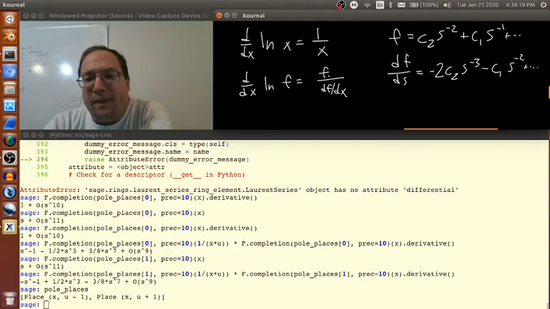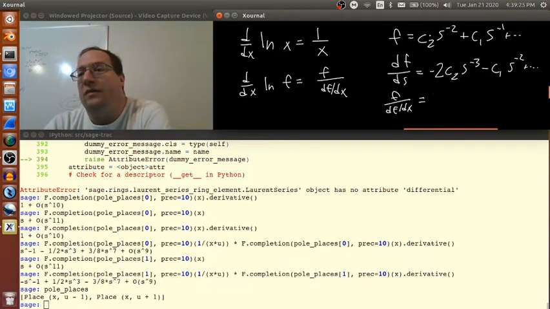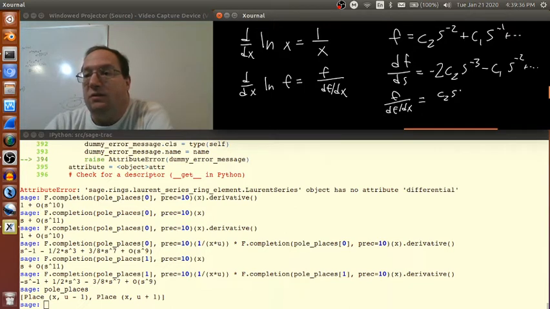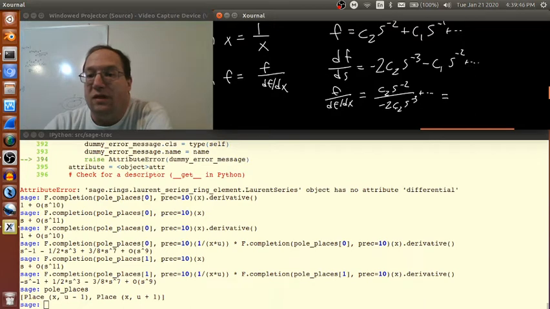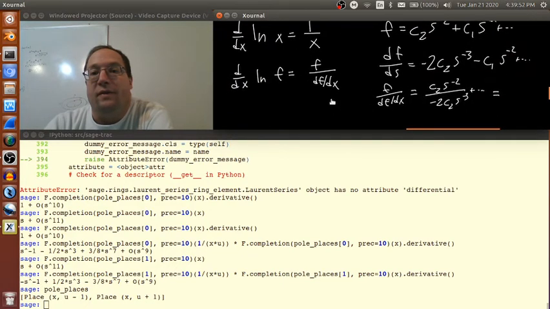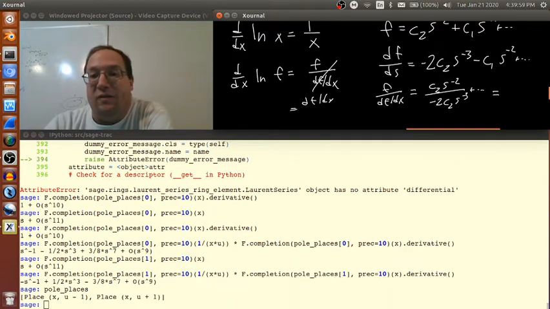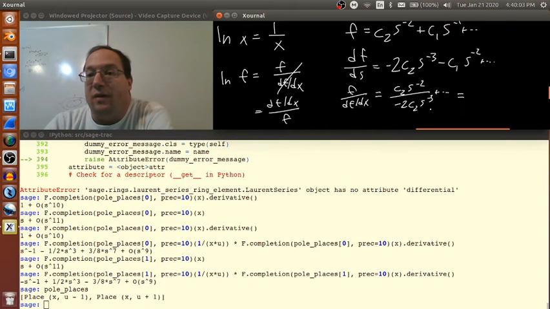And so on. And then when we divide f by its derivative, all I really care about is the leading, the most polar parts, the lowest power in a Laurent series expansion. This is going to be c2 s to the negative 2 over negative 2 c2 s to the negative 3 plus stuff. The c's are going to cancel. No, I did this the other way. You see the mistake. This is not this. This is df dx over f. These two are backwards. I can just redo this one.